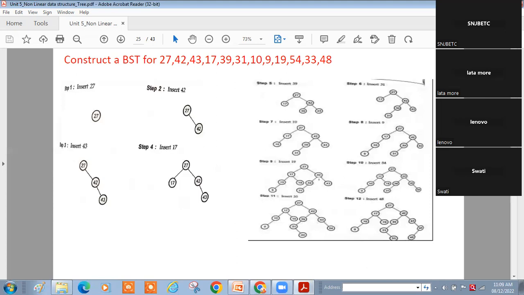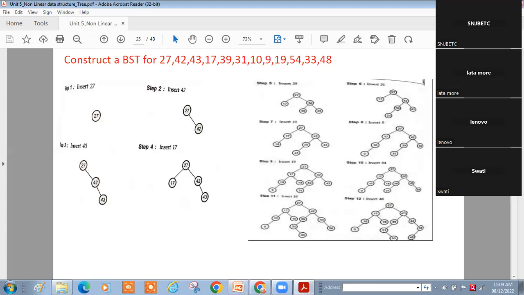Here 19 is kept, here 54, then 33 and 48. Now I am showing you for the last element. Observe it carefully. 48. Now you are having this element as 27. So you have to compare 48 with 27. If it is 48, it means greater. So come to the right hand.